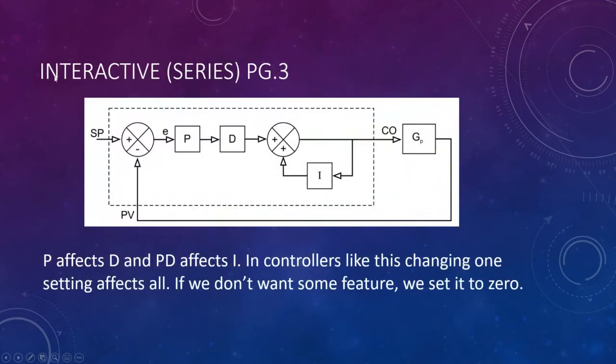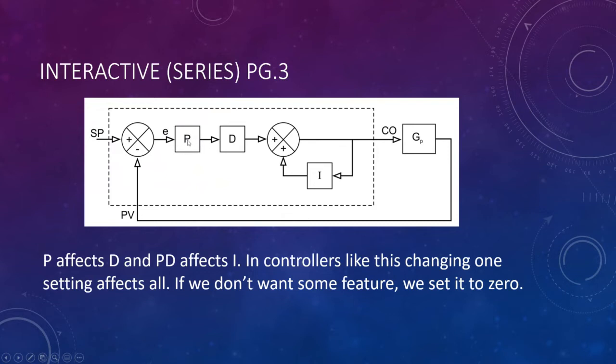So looking at this one here, the first one is interactive. It's also known as series. The descriptions I keep on the slides here are relatively simple. The diagrams do represent the wording fairly well, and it's pretty easy to understand. But you can see here, a signal comes in, and our set point and PV get compared. We get an error. That error value comes out.